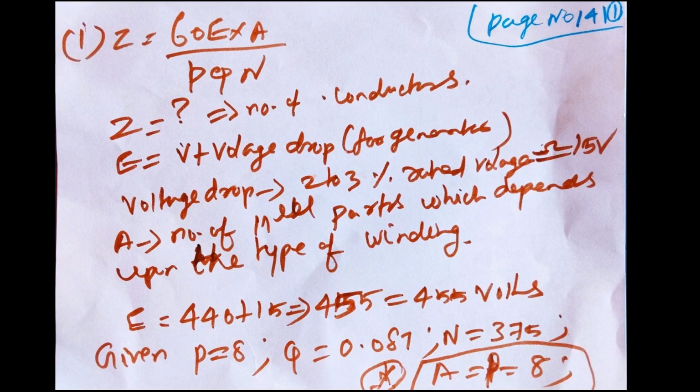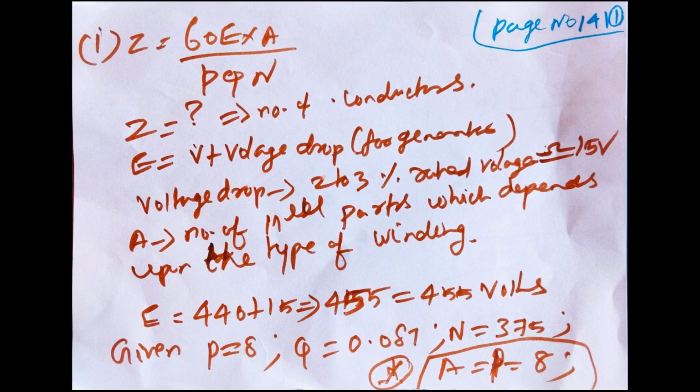Electrical machine design. Armature winding design. Z is equal to number of conductors. Z is equal to 60 E A divided by P phi N. E is V plus voltage drop for generator. Voltage drop is equal to 2 to 3% of rated voltage, approximately we find 15 volt. A is the number of parallel paths, which depends upon the type of winding. Capital E is equal to V plus voltage drop, 440 plus 15, 455 volts.